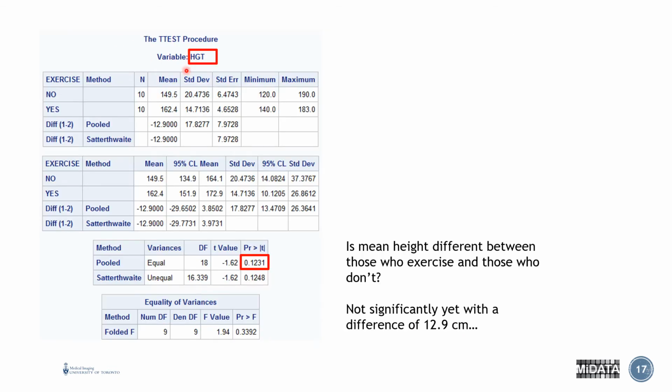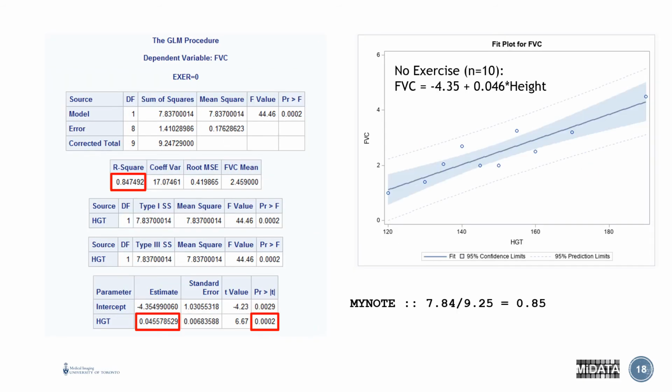All right, first output from our t-test. Remember, the outcome is height in this case, and we're comparing between the two levels of exercise, which means yes and no. If we look at the p-value, it is not significant. And therefore, is mean height different between those who exercise and those who don't? It would appear no, yet there is a difference, an observed difference of 12.9 centimeters, as you can see here, between the two groups, but it's not statistically significant.